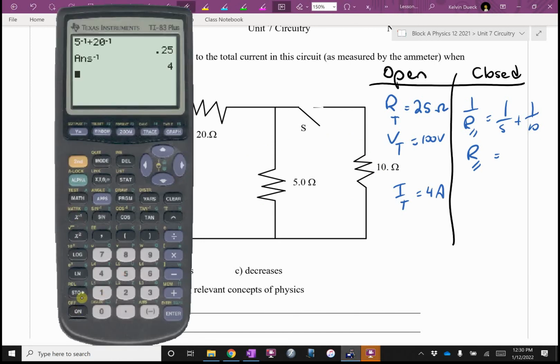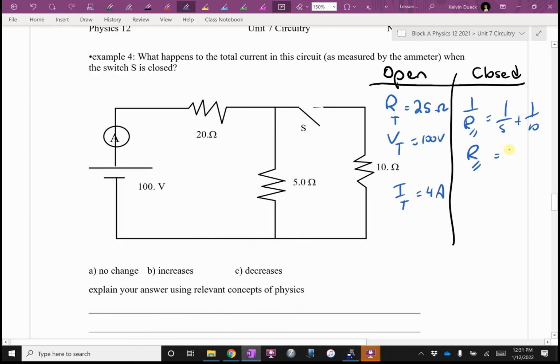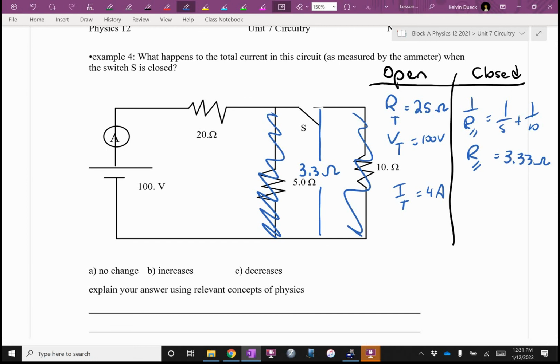5 reciprocal plus 10 reciprocal equals reciprocal. I get 3.333333333. So basically, don't write this next bit down, but Donald, our argument is you have a single resistor, 3.3 ohms large, right there. How could I figure out what R total is? You add 20. Yeah.